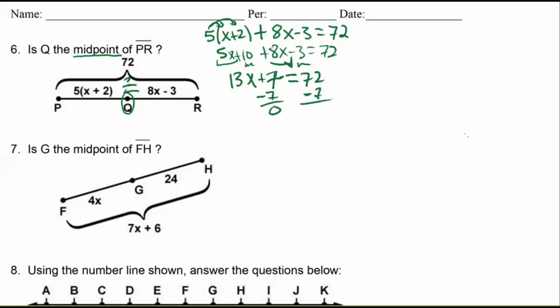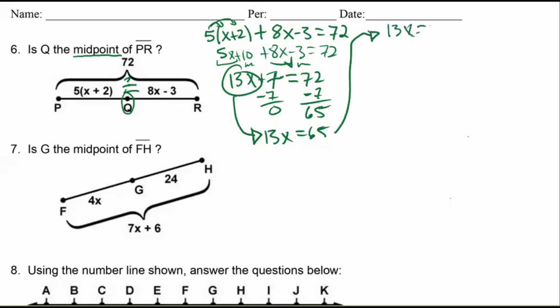So 72 minus 7. Count backwards: 71, 70, 69, 68, 67, 66, 65. All right, so let's see if this is going to play nice. So we have 13x equals 65. So now 13x equals 65. I feel like it is nice, yeah. 12 times 5 is 60. 13 times 5 is 65. So yes, it is a nice number.